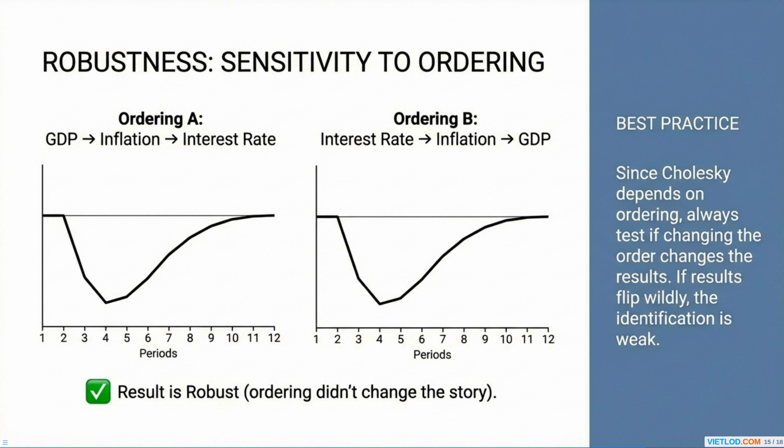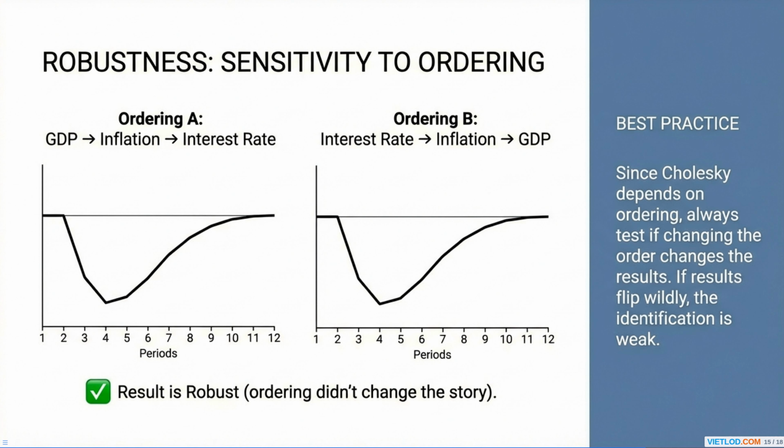A key weakness of the Cholesky decomposition is its dependence on the specified variable ordering. A different ordering can sometimes produce different results. Therefore, a crucial best practice is to perform a robustness check. This involves re-estimating the impulse responses with a different, plausible ordering and comparing the results. In our example, we compare ordering A, GDP, inflation, interest rate, with ordering B, interest rate, inflation, GDP.